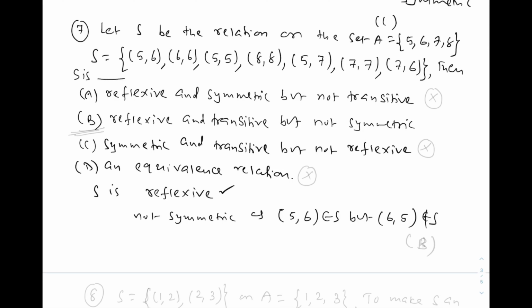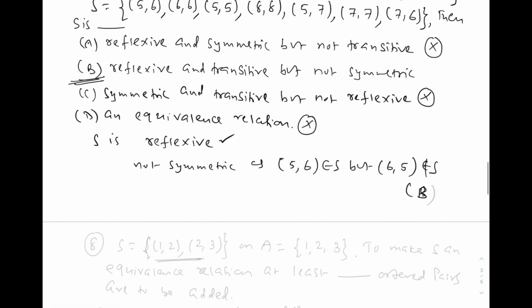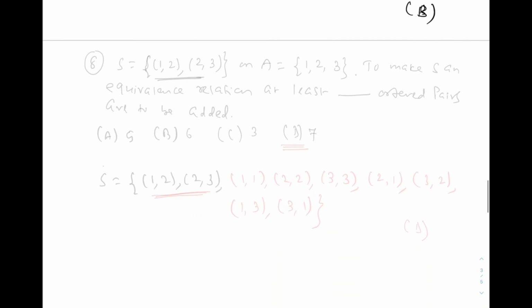Okay. So reflexive, not symmetric. Reflexive and symmetric, so this option is not there. Reflexive and transitive but not symmetric, that might be there. Symmetric and transitive but not reflexive, so this option definitely is not there. Equivalence relation, no, so this option is also not there. No need to check anything else. Now B is the correct option.